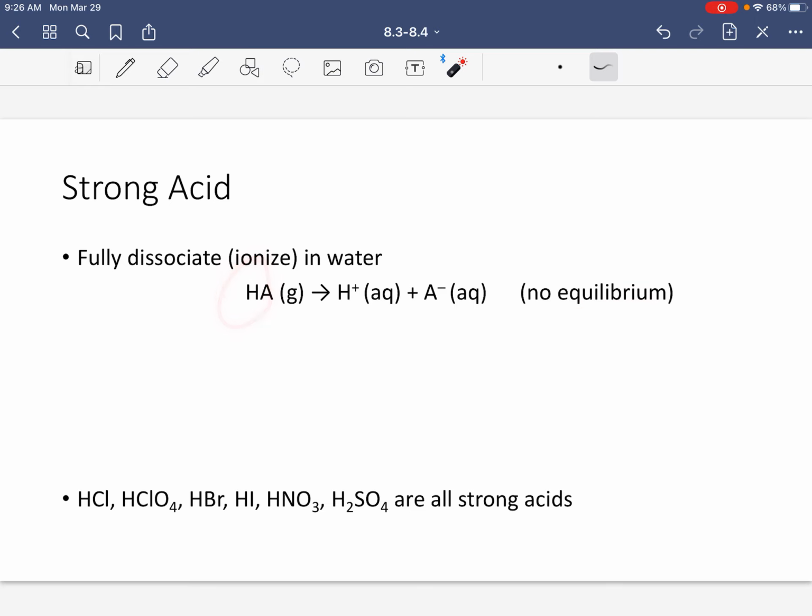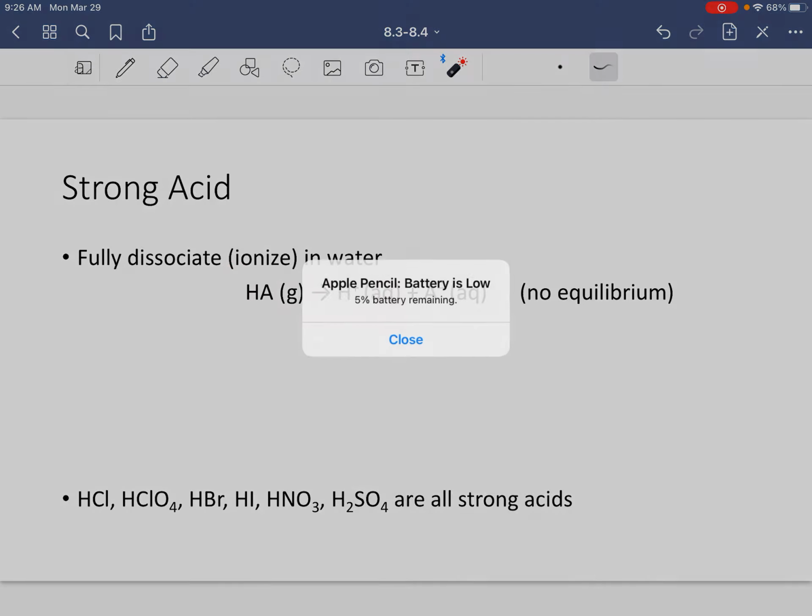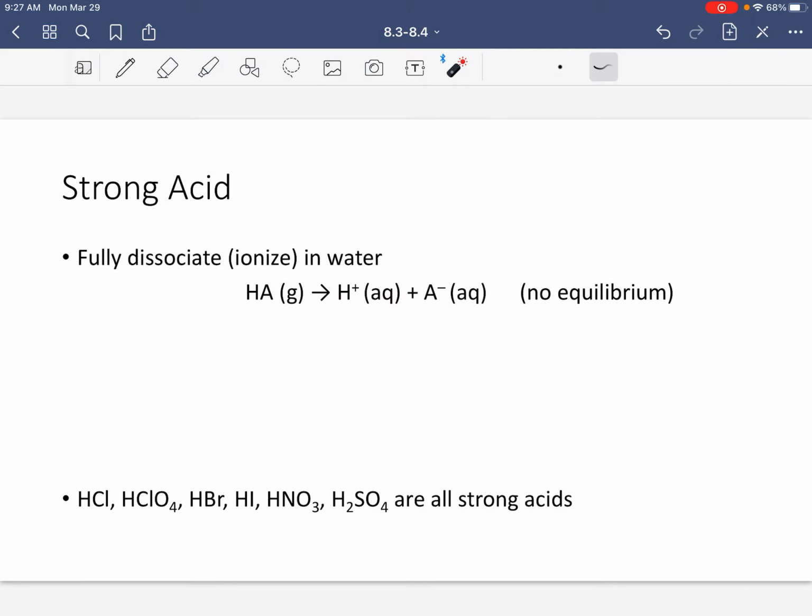HA represents some sort of acid. It could be a binary acid or an oxy acid, it doesn't matter. But when you put that in water, you're always going to get H plus and A minus, always. And the ratio is 1 to 1. So if you have 5 moles of acid, 5 moles of HA, you're going to get 5 moles of H plus, 5 moles of whatever anion.